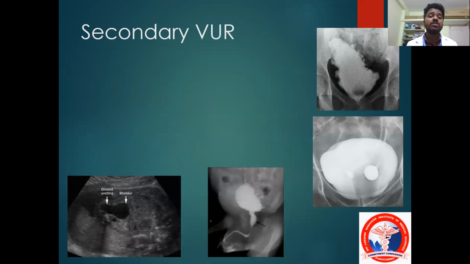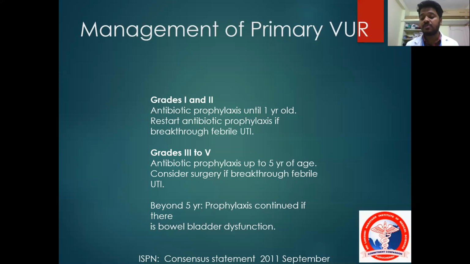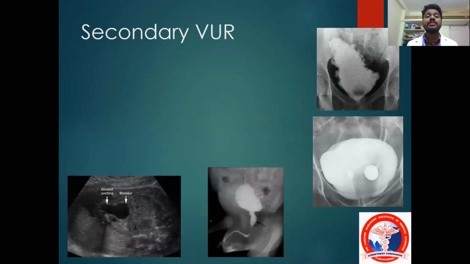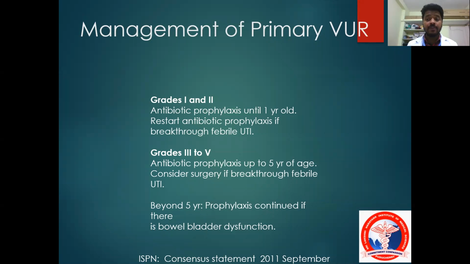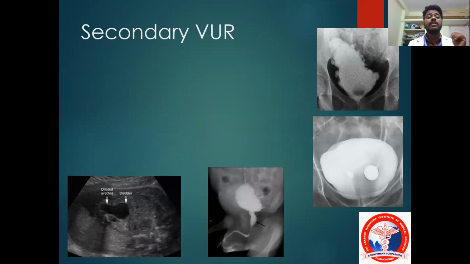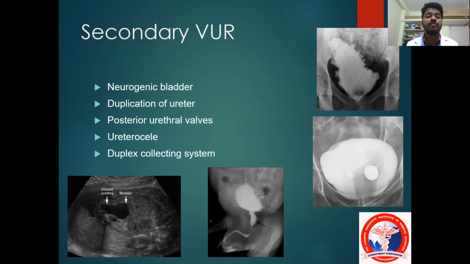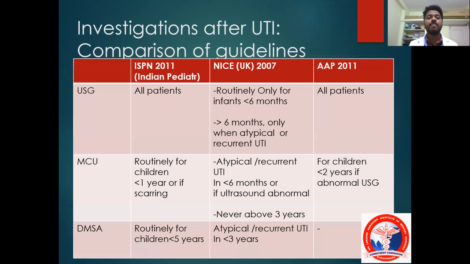Whatever we have discussed before is just primary VUR. Primary VUR has many reasons, like it is a familial genetic condition, or it can be inherited also. Whereas in secondary VUR, there are some causes like neurogenic bladder, duplication of ureter, PUV, posterior urethral valves, ureterocele, duplex collecting system. These are some causes for secondary vesicoureteric reflux.